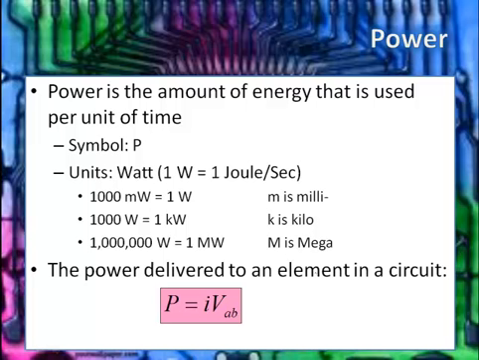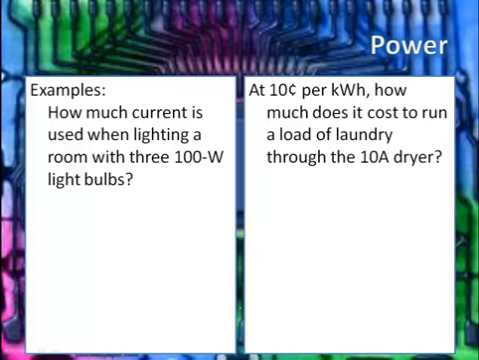In general, the power that gets delivered to any element in a circuit is equal to the amount of current multiplied by the voltage. Remember that current is coulombs per second, and voltage is joules per coulomb, so the coulombs cancel, and I times V gives us joules per second, which is a watt. So that's our formula.